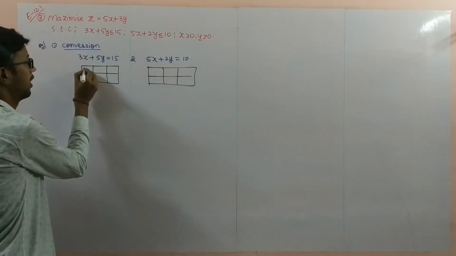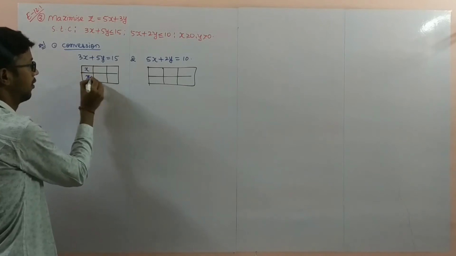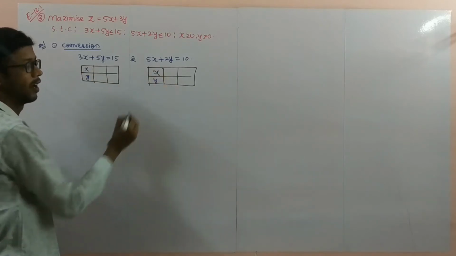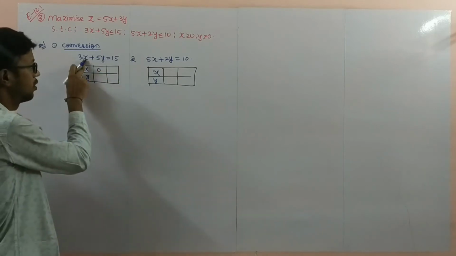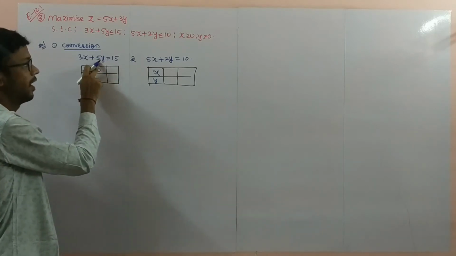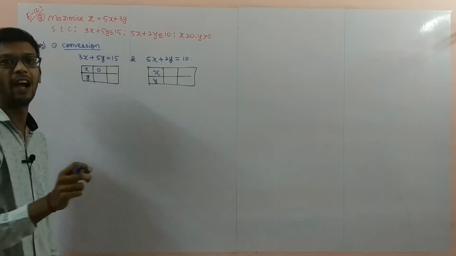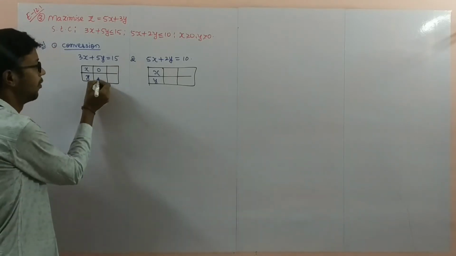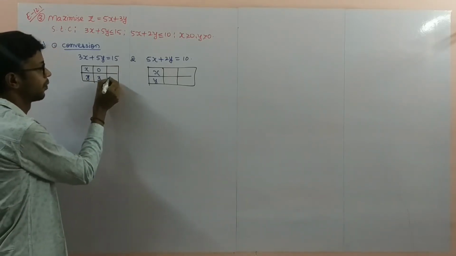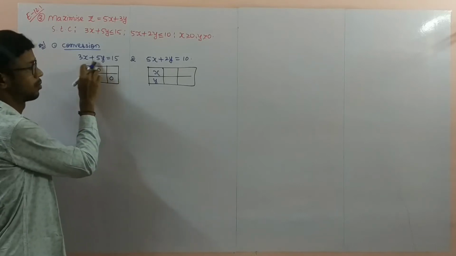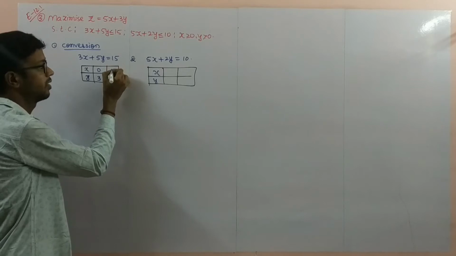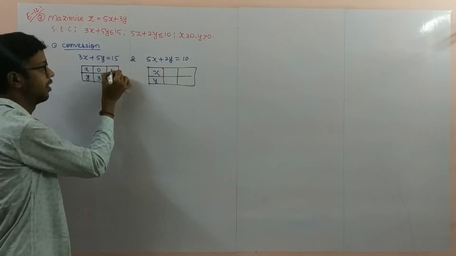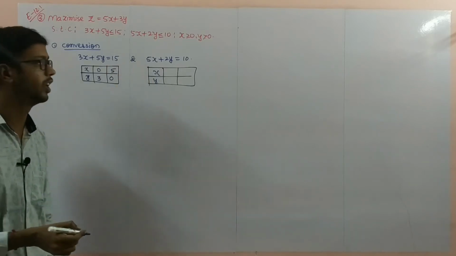Now substitute the x value and the y value. Substitute x equal to 0: 5y equal to 15, which means y equal to 3. Substitute y equal to 0: 3x equal to 15, which means x equal to 5, since 3 fives are 15.